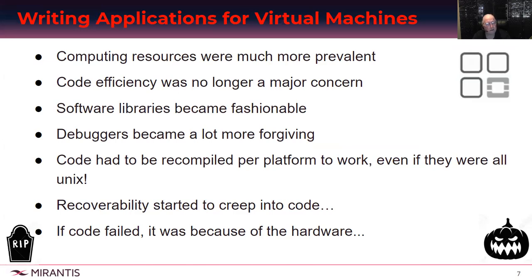Once we got to virtual machines, there were a lot more computing resources available, so people didn't get so picky about code size. As a result, we started writing bloated software, and then we started sticking it in libraries so we could move it from one place to another. Debuggers actually did improve to the point where they were pointing at lines and giving you an idea of what you may need to fix. But because there were different flavors of Unix and none of the Unix providers had come together and decided on a single set of libraries, you had to recompile for each one. There's one for HPUX, one for AIX, one for SunOS, one for Solaris, because they had two flavors. The idea of recoverability came into play and you needed to deal with that. But if code failed, it was because of the hardware, definitely.